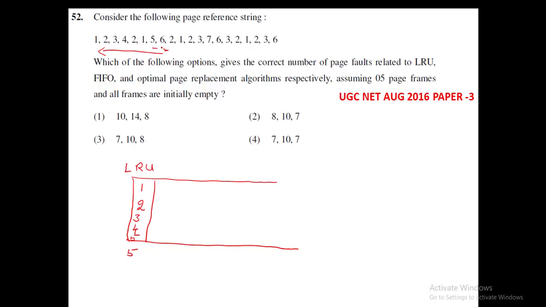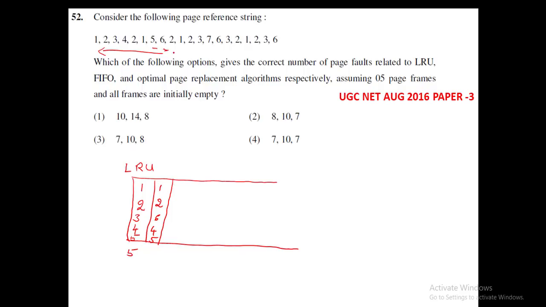Before the 6 the CPU referred the 5, so we cannot choose the 5 as a victim page. After that the 1, we cannot choose the 1 as a victim page, and 2 is there, 4 is there, and then the 3 is there. So among these, we can choose the 3 as a victim page. In the place of 3 I can write the 6, and then 4 and then the 5.